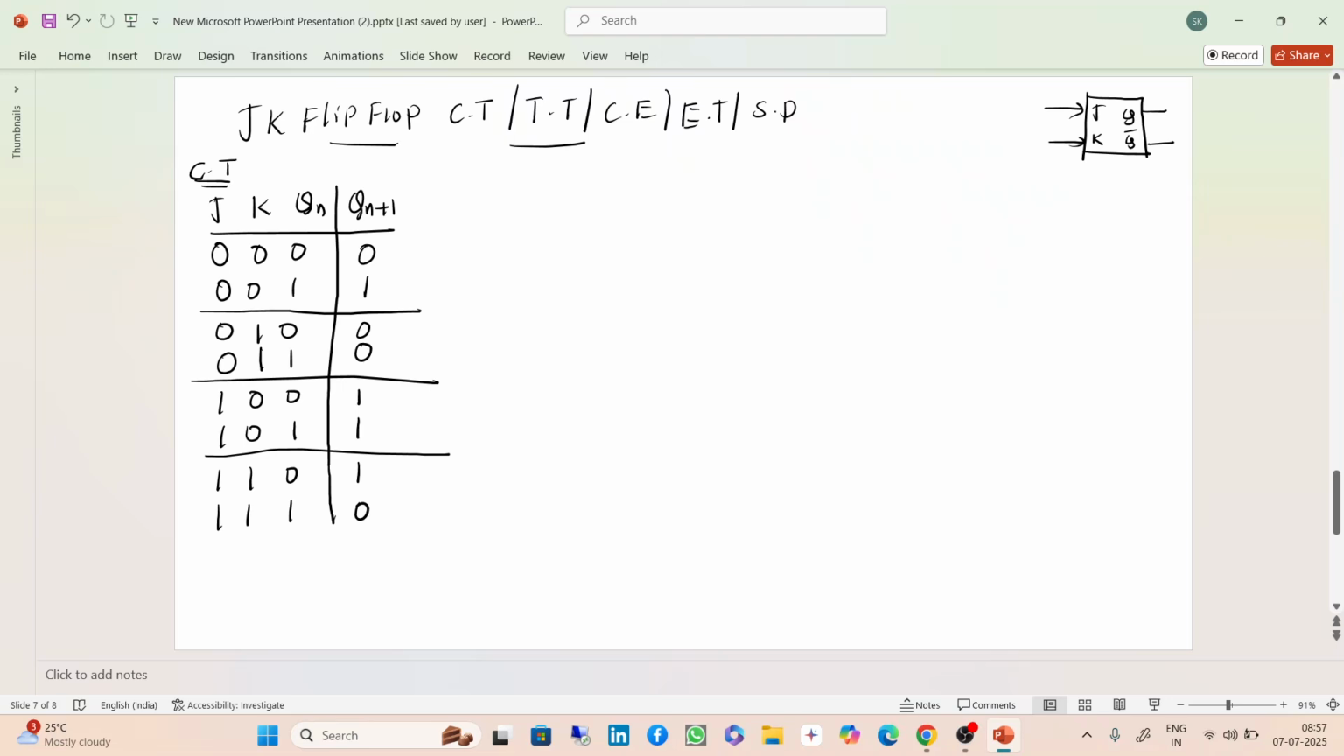Now the truth table. If you draw the truth table from the characteristic table, you will get it. So J, K, Qn plus 1, and the state of the flip flop. For 0 0, what is the state? Memory state.